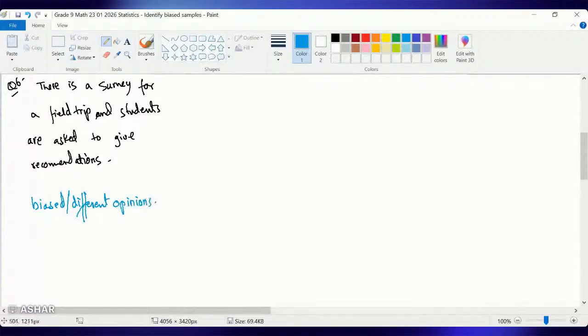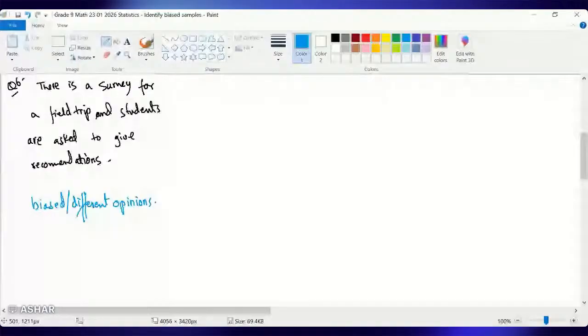Like there could be some options, like these are the places we can go. They can have their opinion. It's a field trip to an amusement park or a zoo. So some students can say we don't want to go to the zoo. We might want to go to this particular place. So it's opinionated, right? There's a favor, and that will always be a bias. And we don't want the bias. We want to check if there is a bias or not.